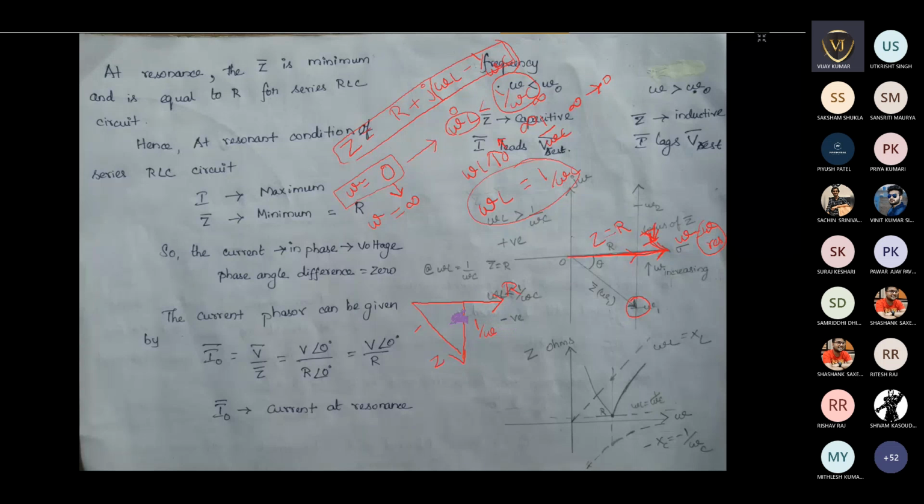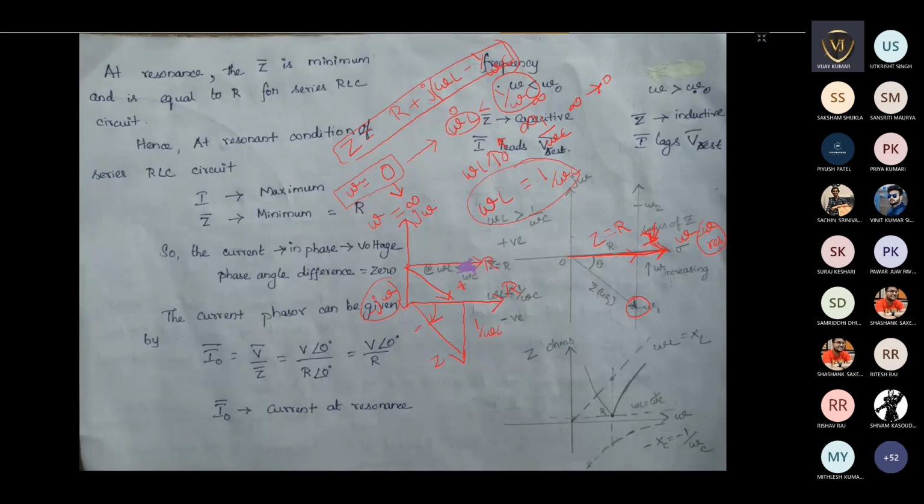This has to move in the anti-clockwise direction. Your R is the reference. Then plus j omega will be going here. This is plus j omega, and this is minus j omega. So at this lesser frequency, it will be acting like a capacitive circuit. So you will be getting the resultant Z in the fourth quadrant, you can call.